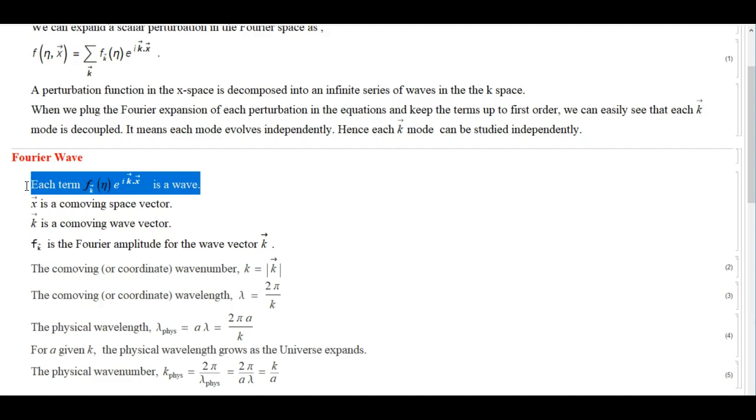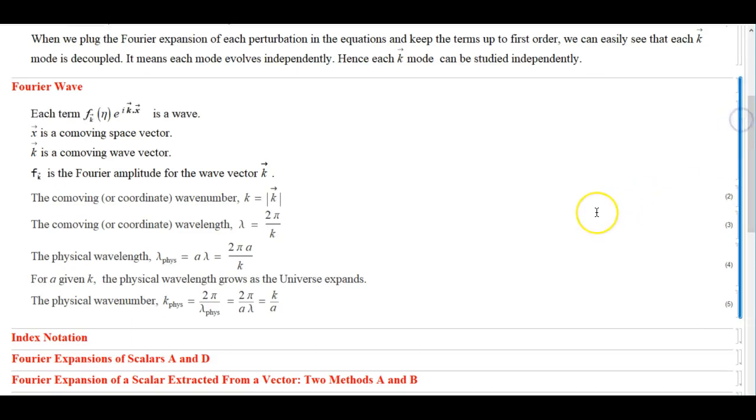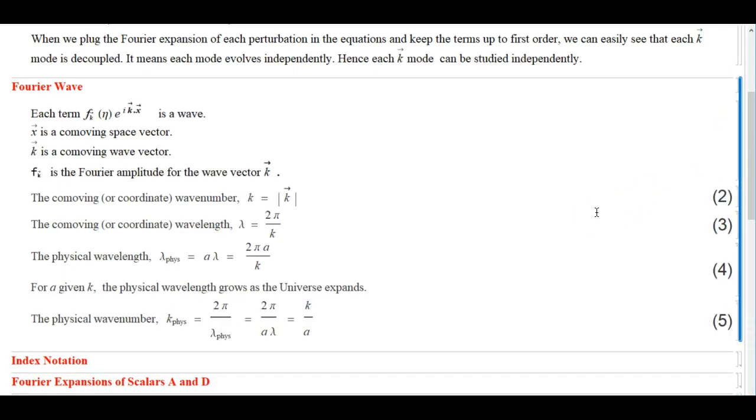I don't know if it is visible enough in the video, or should I enlarge the font size?